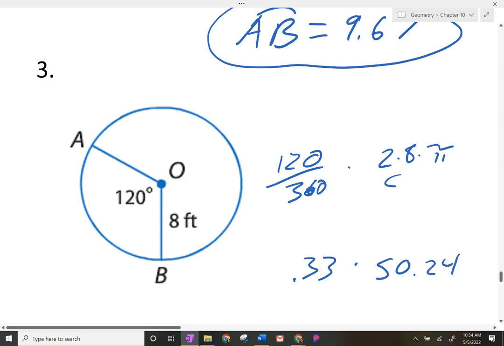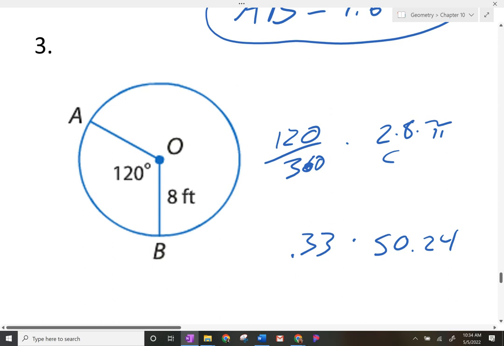Okay, 50.24 times 1/3. Here's where things got a little bit weird depending on where you rounded, and that's perfectly fine. You should have had around 16.75. Some of you did 0.3 instead of 0.333, which is going to give you a slightly different number based on the rounding, but you're still going to be good within that margin of error, as long as I can see what you did.